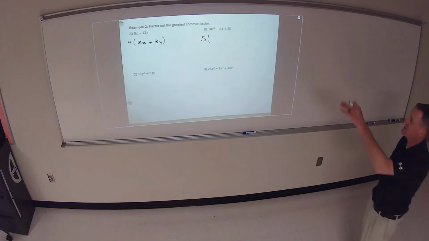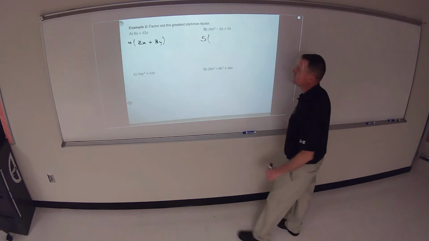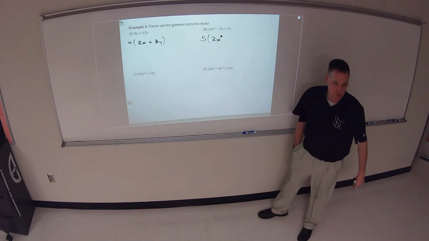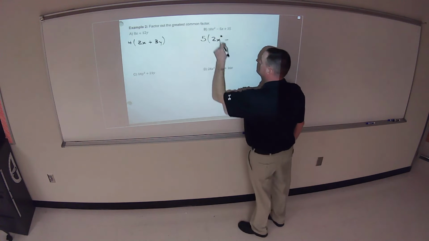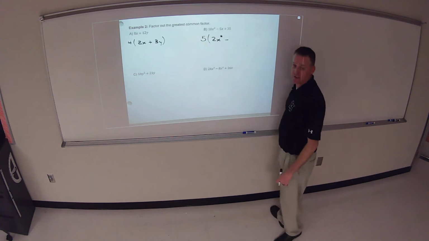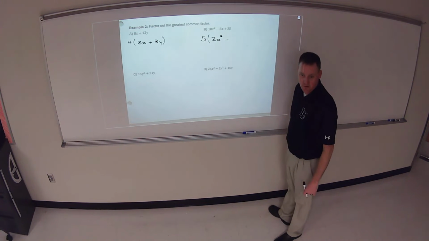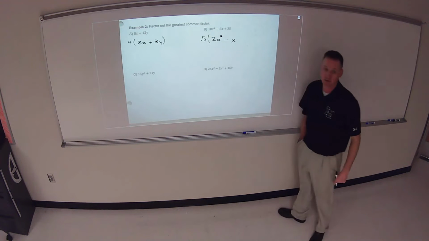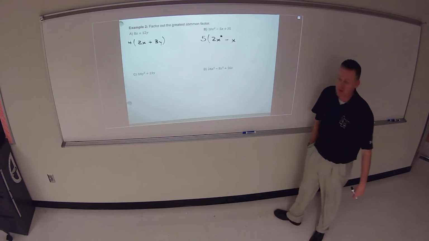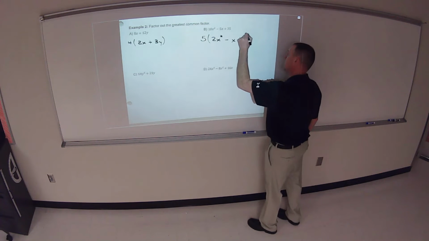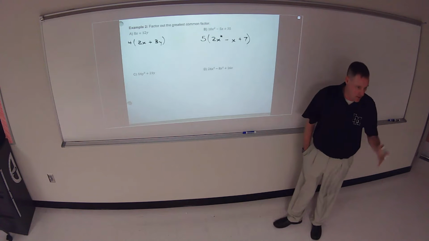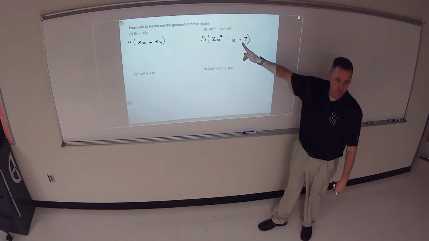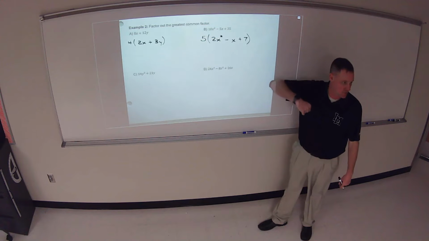Okay? What's 10x squared divided by 5? 2x squared. Okay? Minus, what's 5x divided by 5? 1 what? 1x, so I'm just going to put an x. And what's 35 divided by 5? 7. Plus 7. And my parentheses. Okay, again, here's what I'm going to point out. 2, 1, and 7. Are those 3 numbers relatively prime?